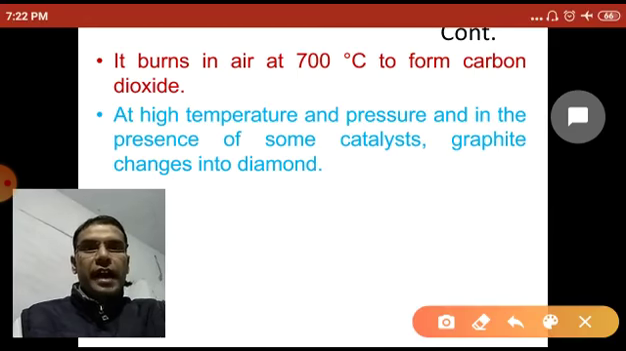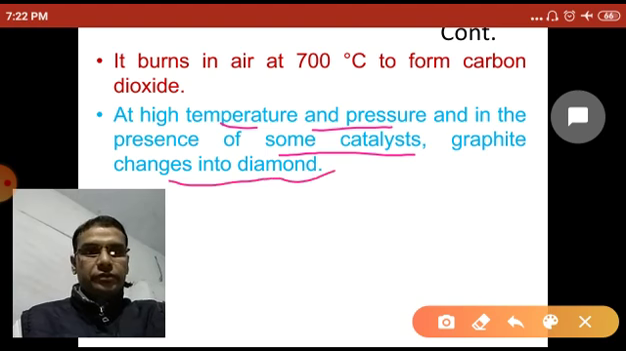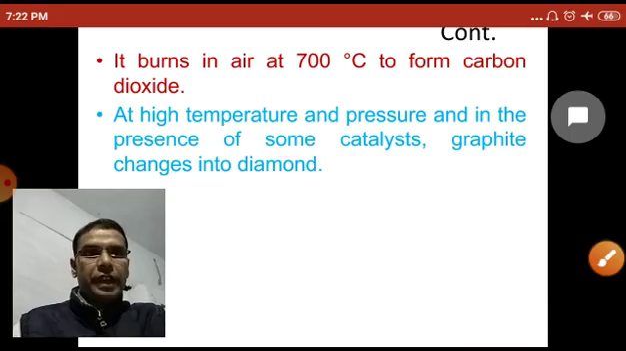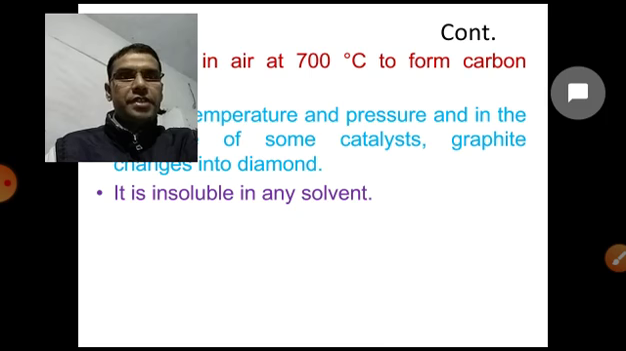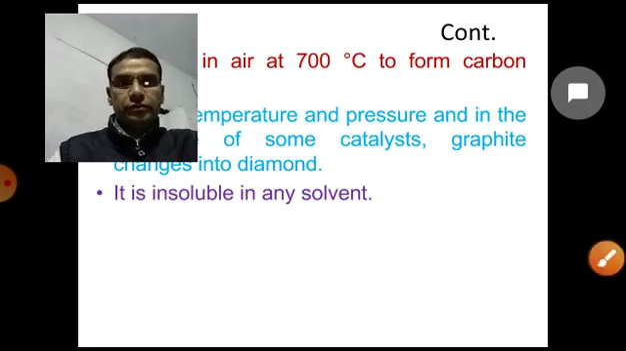Now at high temperature and pressure, and in the presence of some catalyst, graphite changes into diamond. But that diamond does not behave as a natural diamond; only some properties of that diamond behave like natural diamonds, except their brilliance.